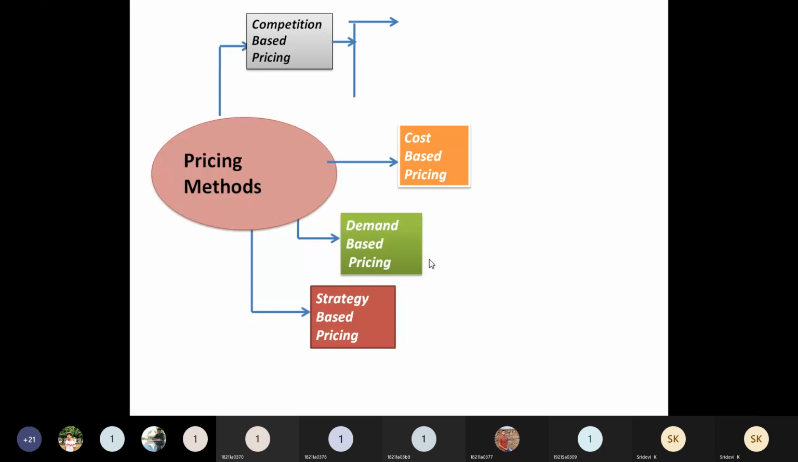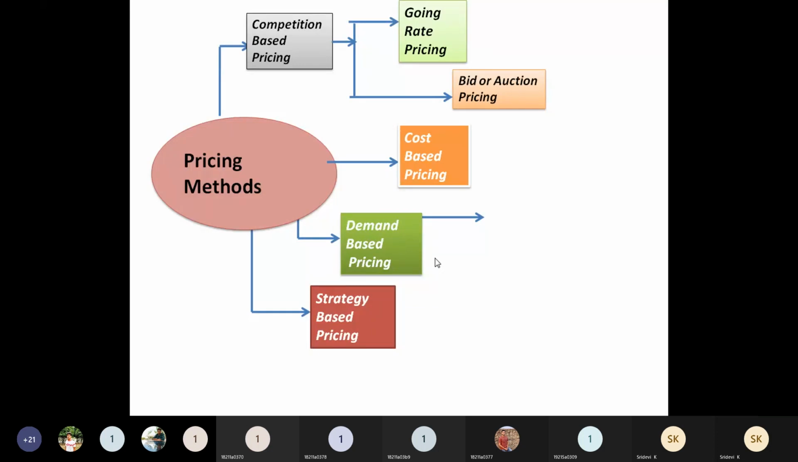Under the competition based pricing methods, we have two techniques. One is going rate pricing. Going rate means each and every minute or each and every day the price will be changing. Going rate: along with the time, the price is going to change. And the second method is bid pricing. This is also called auction pricing. Bidding we will call it, no. So that technique comes under competition. These two come under competition based.